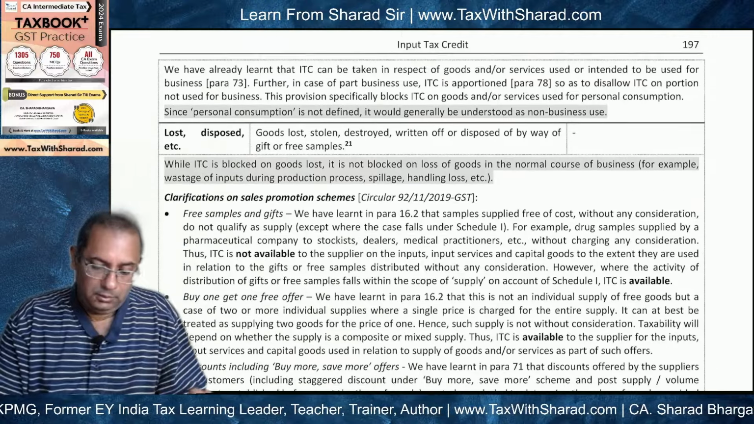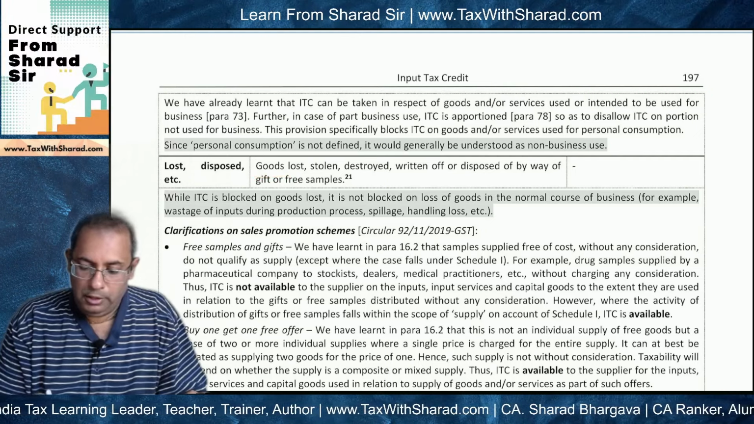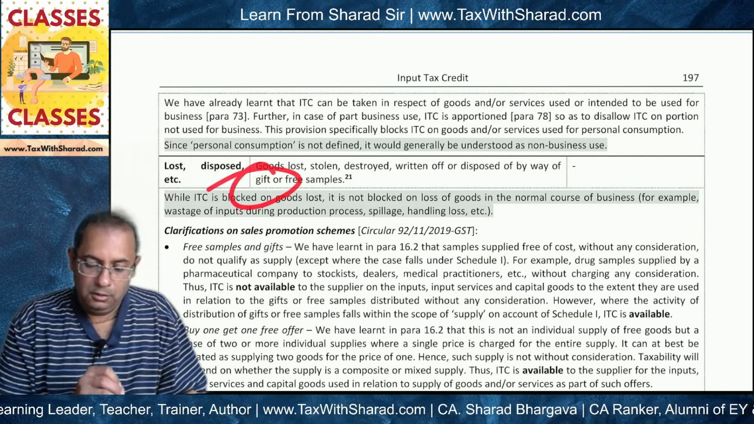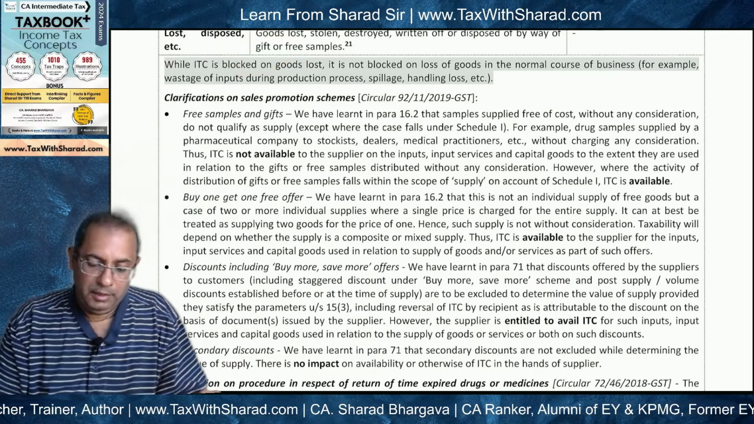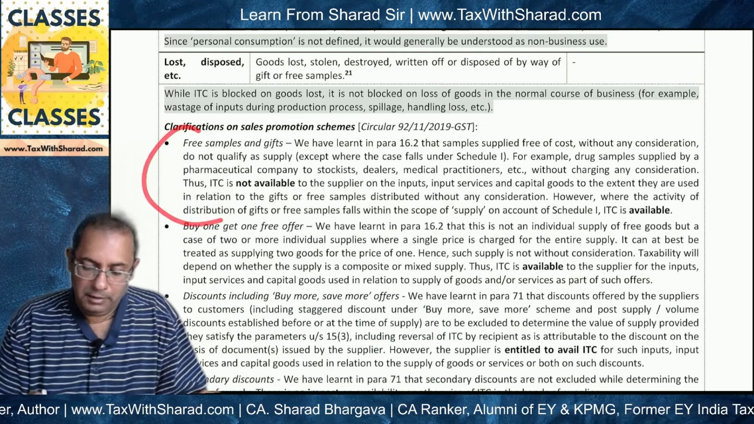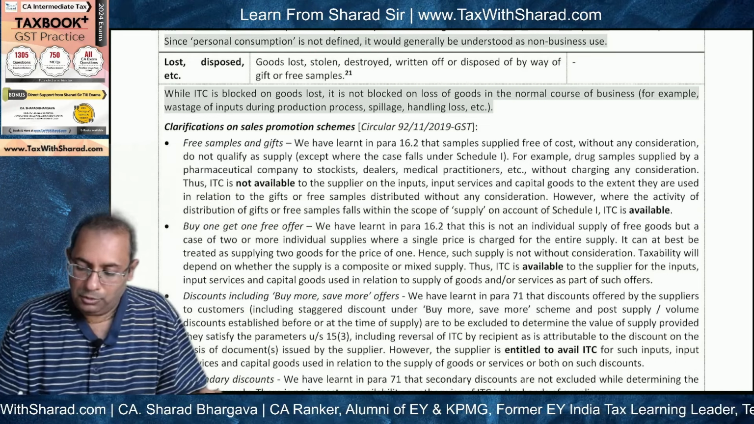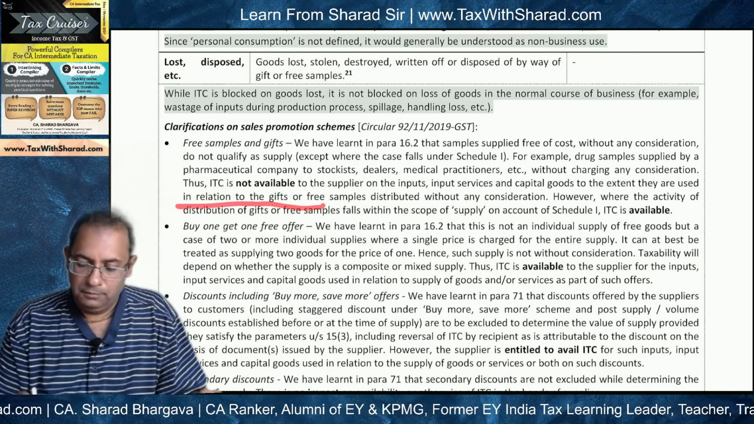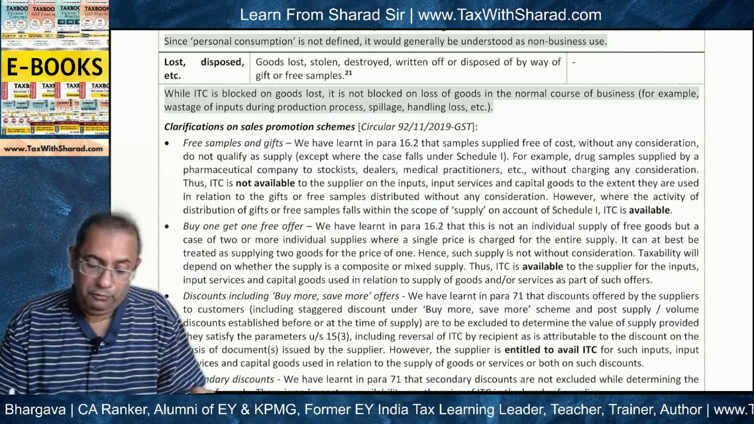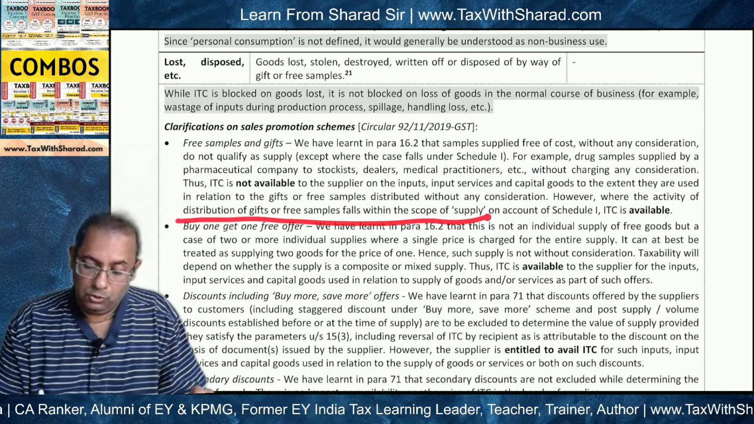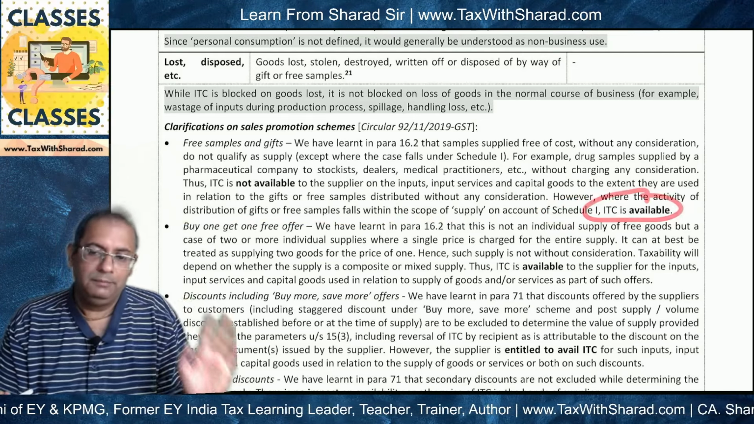So let's see this. In this case also ITC is blocked. Goods lost, stolen, destroyed, written off or disposed of by way of gifts or free samples. So if the goods are disposed of by way of gift, then ITC is blocked, ITC is not available. Free samples and gifts. ITC is not available to the supplier on inputs, input services and capital goods to the extent they are used in relation to the gifts distributed without any consideration. However, the exception is what? Where the activity of distribution falls within the scope of supply on account of schedule 1, then it will be treated as supply and therefore ITC will be available.